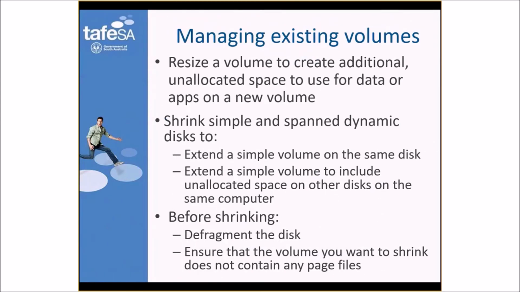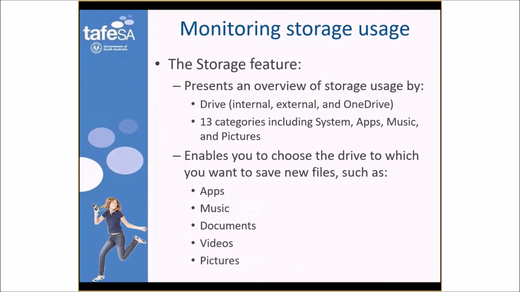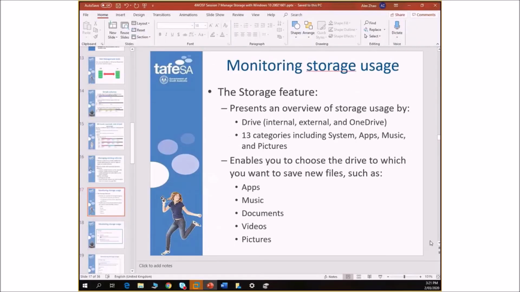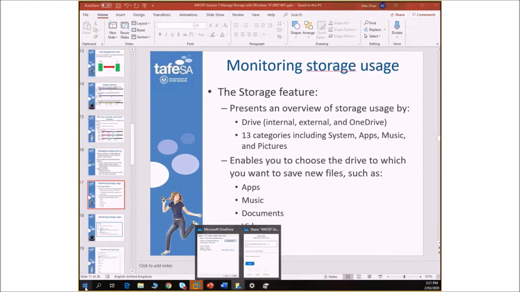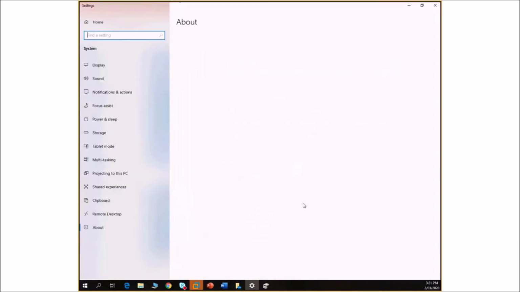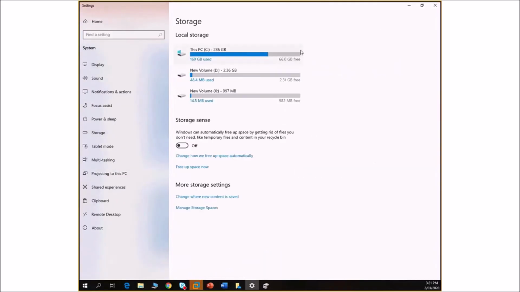Managing existing volumes. So we can resize it, we can extend it, we can shrink it. Like I showed you just before, it's quite easy if you've got the space. It becomes trickier if you don't have contiguous space. We can also monitor storage. Okay, so this is fairly important. Just because you've got the storage, how do you know how much you've used, and if there's a way of controlling access? So let's actually open up my system again, and we can go to storage.